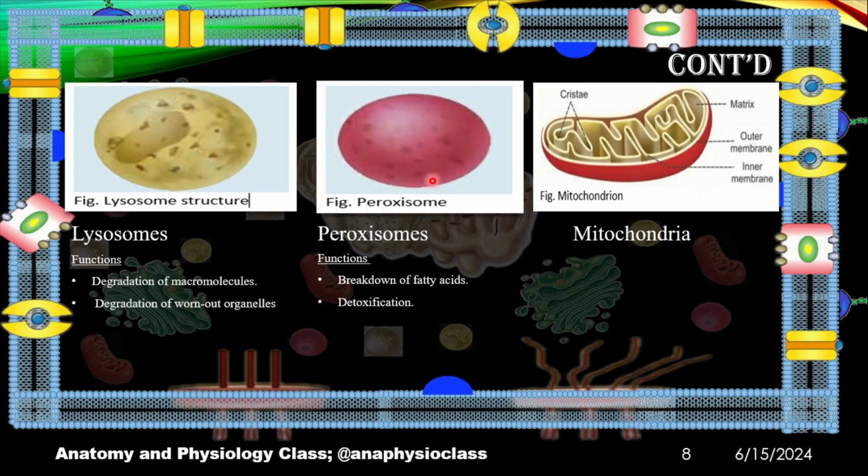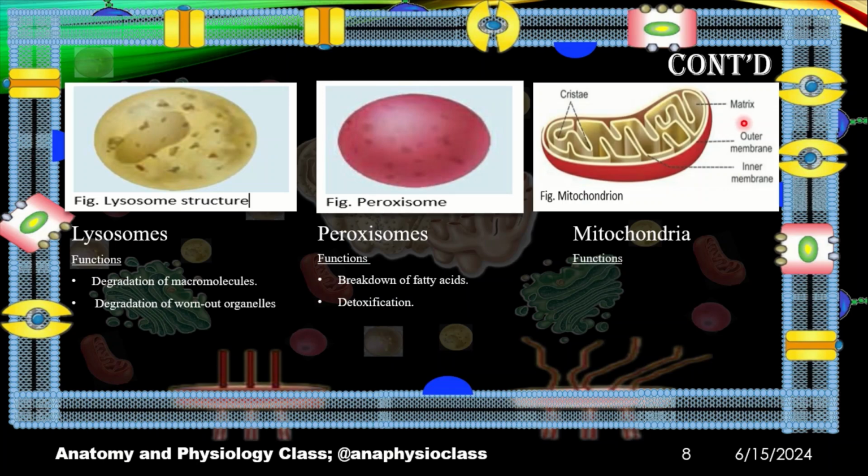peroxisomes, where they remove or destroy the harmful toxins that are present within the cell, for example alcohol, drugs, and other toxic substances that are no longer useful to the cell. So the peroxisome is the one responsible for destroying or removing them. Peroxisomes contain oxidative enzymes that are mainly ready for that function.